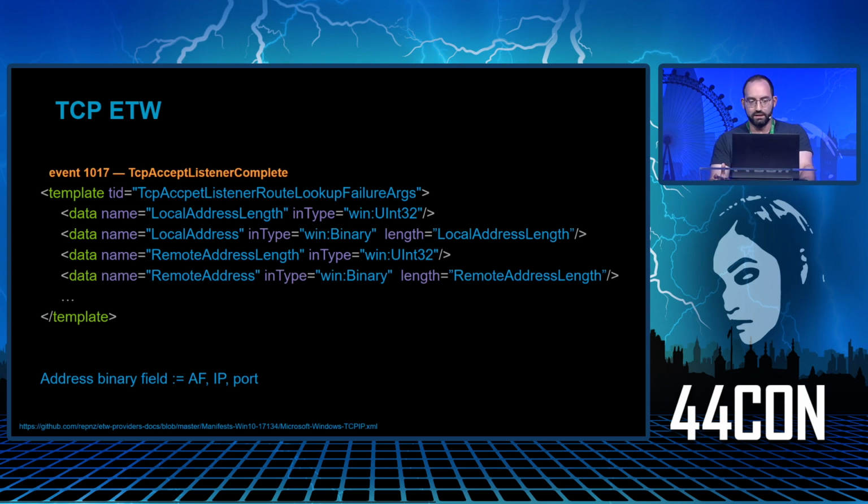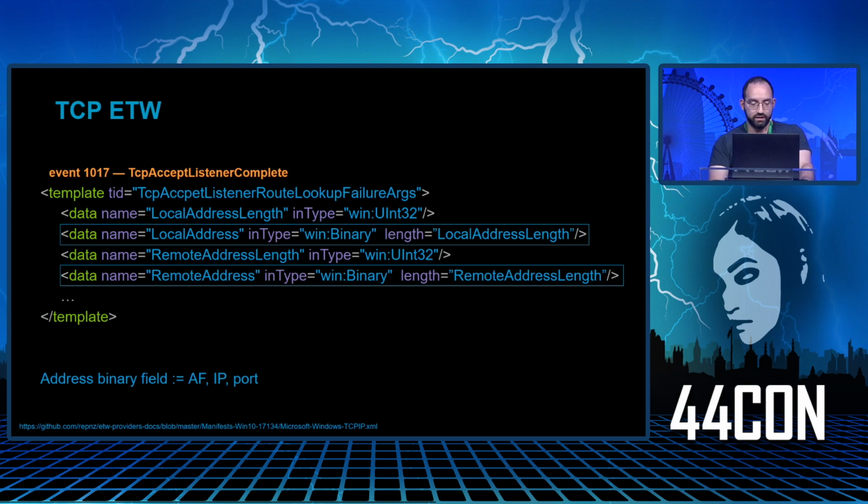With TCP, it's very simple. We have an event for accept listener complete, which is when the TCP handshake is established and we have a connection. Inside that event, we have the local address and the remote address fields, which are binary fields that hold the IP and the port of either the client or source or the destination of the traffic. So we can take the port from here, match it to the endpoint in the RPC event, and then we have our connection, or correlation, between a network flow event and an RPC event.